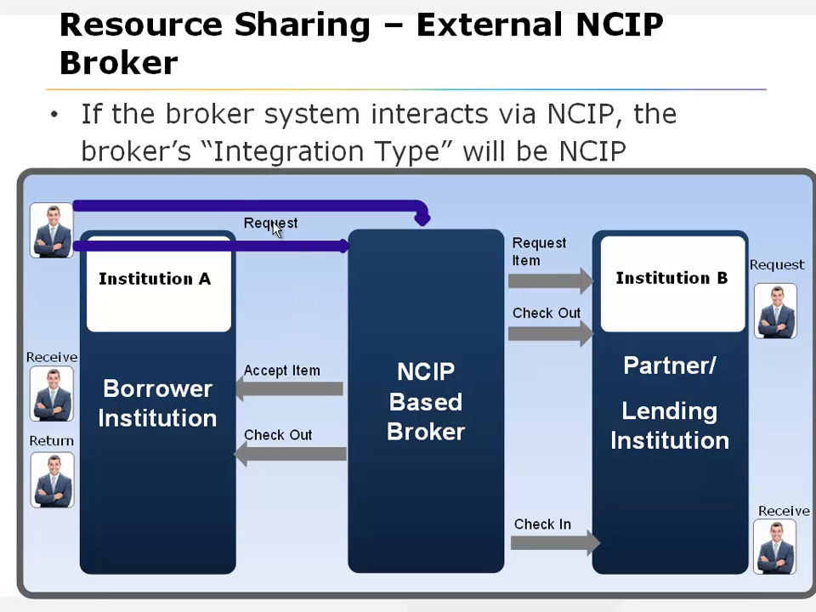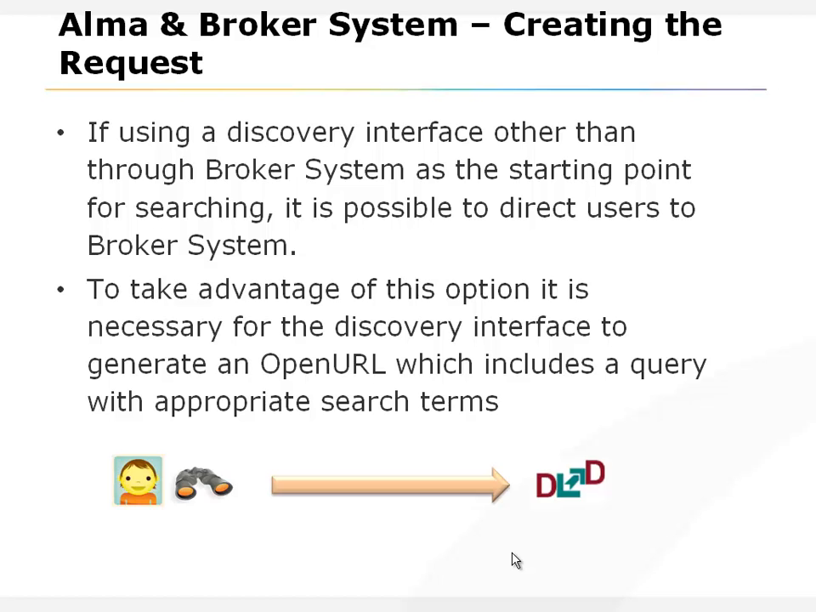Likewise, on the lending side, the actions are registered at the broker system. So the broker system knows about the request, and moving the item, shipping it to the borrower is also registered at the lending broker system, as is receiving the item back. In all of these cases, the broker system notifies Alma, which is then able to reflect the fact that there is a request and that it has been shipped away. So let's hop over and look at the details of this.